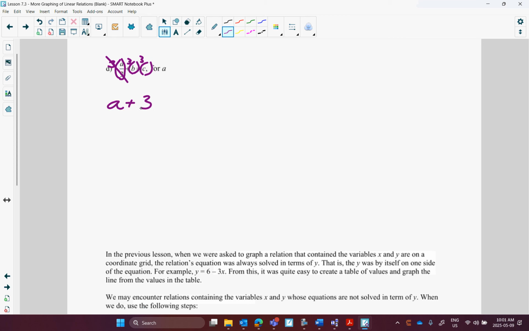Careful. A plus 3b equals 3c. Because remember, to get rid of the fractions, you times by the lowest common denominator, but there's only one denominator here. I still don't have a by itself. Subtract 3b to get rid of that. And my equation is going to look like 3c minus 3b. And those aren't like terms, so I can't put them together. So I'm done.